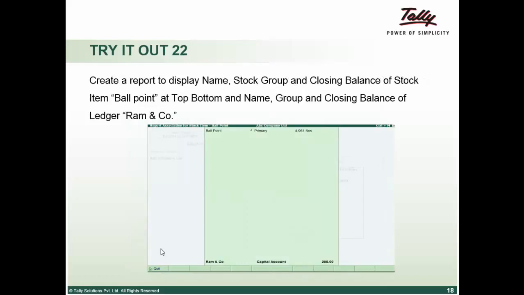Now we have to create a report to display the name of the stock group and closing balance of the stock item ballpoint on the top. That's at the top of the screen, and at the bottom of the screen we need name, group and closing balance of a ledger called Ram and Company. So what we'll do is we'll create a ledger Ram and Company first.